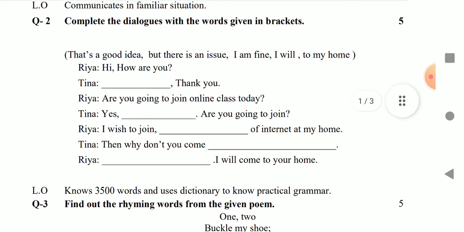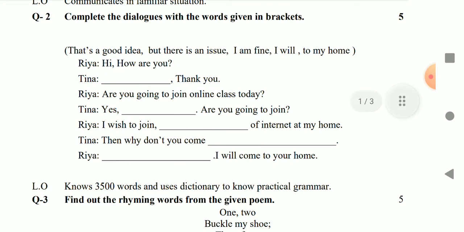Question 2. Complete the dialogues with the words given in the brackets. Here there is a conversation between two friends and you have to complete this dialogue not by yourself, but from the given words only. The words given are: that's a good idea, but there is an issue, I am fine, I will, to my home. From this, you have to arrange accordingly. Now here the numbers 1, 2, 3, 4, 5 are not given, but you can write question 2, 1 and the answer which will come in the first blank.